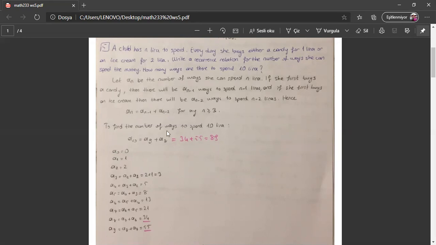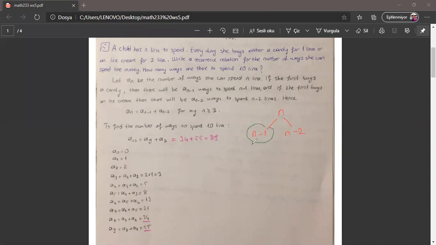Okay, so why do we add that? Because you can think of it like this. First she will have n lira. Either she will buy a candy, then the remaining money will be n minus 1, or she will buy an ice cream and the remaining money will be n minus 2.